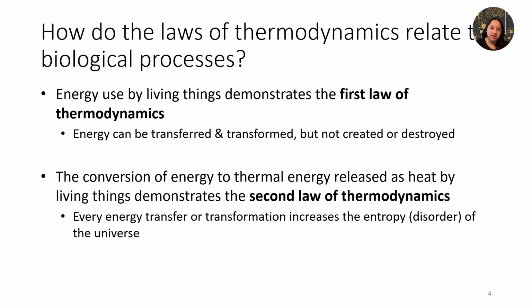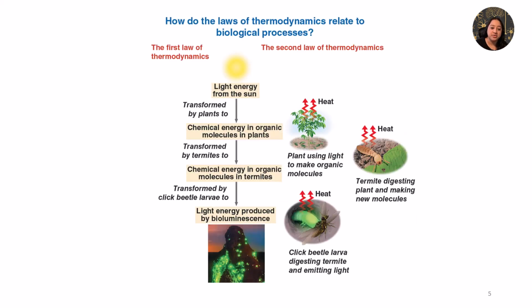And then the second law of thermodynamics is that every energy transfer or transformation increases the entropy or disorder of the universe. That's shown on the right. At different stages of these processes, some energy is lost to the environment as heat. It's not destroyed, but it's just lost to the environment. It can't be 100% captured from one form to the next. So some energy is lost to the environment as heat at the different stages.